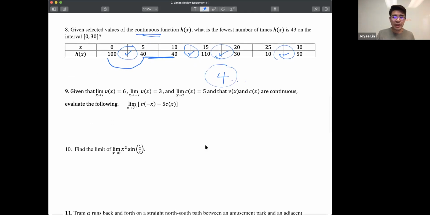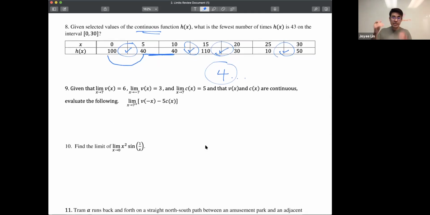All right, look at number 9. Let's have you see if you can evaluate this limit and then give me the answer. We're given that the limit of v as x approaches 7 is equal to 6. The limit of v as x approaches -7 is 3. And then the limit of c, which is a different function, keep this in mind, different functions, is equal to 5. Evaluate this limit.